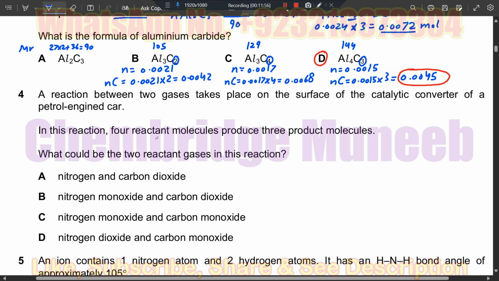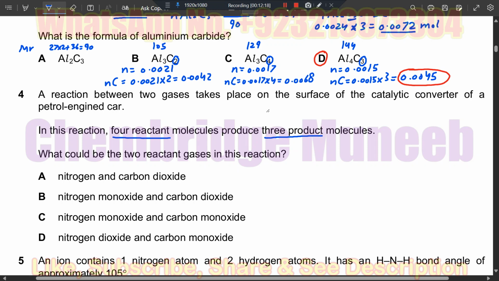It says that the 4 reactant molecules produce 3 product molecules, which means the chemical equation should reflect that there should be 3 product molecules and 4 reactant molecules. According to the knowledge of the catalytic converter, we know that the products obtained as a result of the catalytic converter are these 3 compounds.